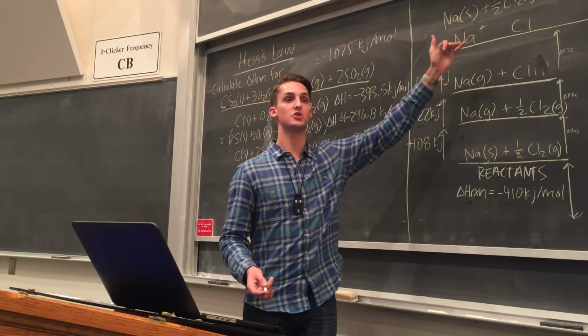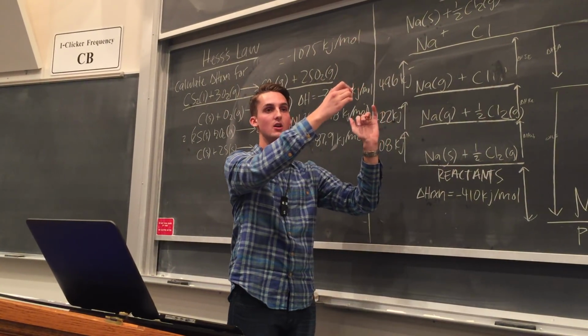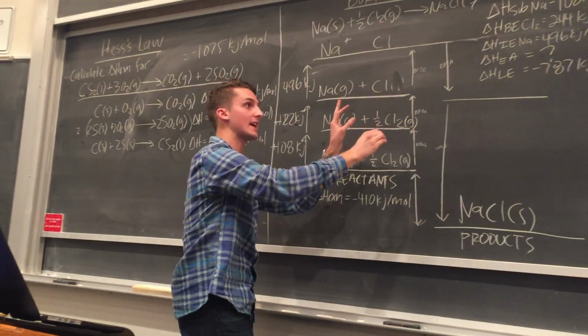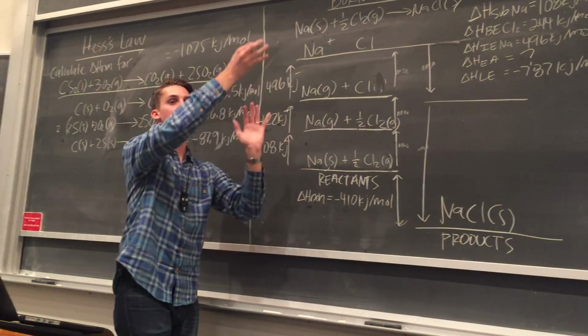So if this had 2 electron affinities, I would have drawn 2 steps. The first one might have been negative and the second one might have been positive. So if you just keep track of your steps, you'll be fine.